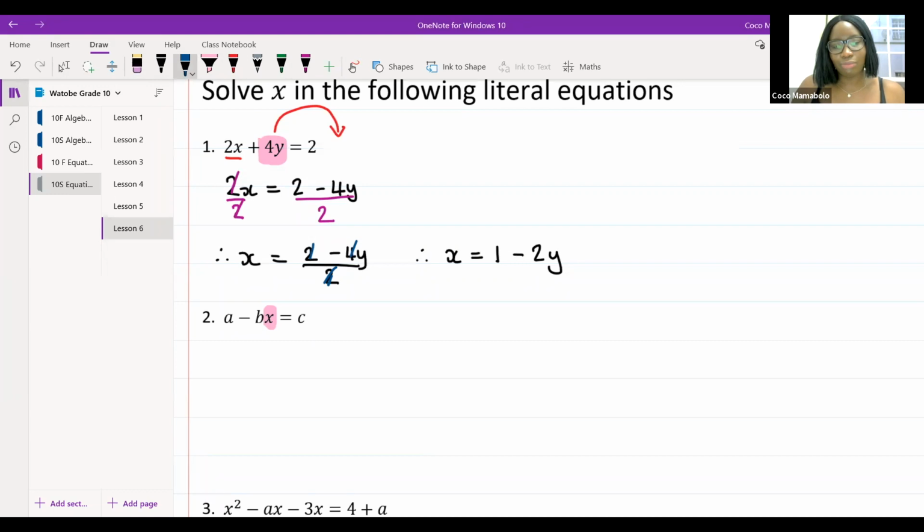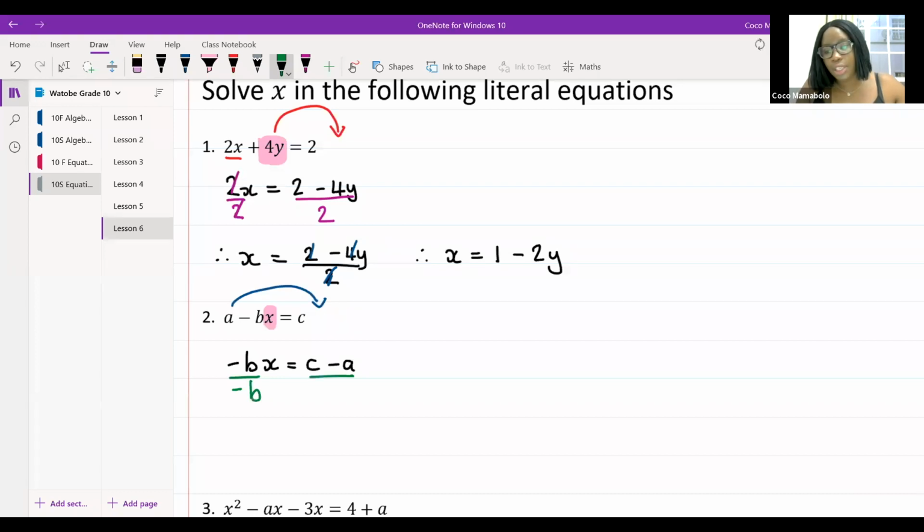So we'll move the a to the other side. Good. So it's going to become negative bx equals c minus a, because my a is positive on this side, it goes to the other side, becomes minus. Good. What do I need to do next? Now we say negative b. We put negative b by dividing. Dividing by? Negative b. Good. We divide by negative b.